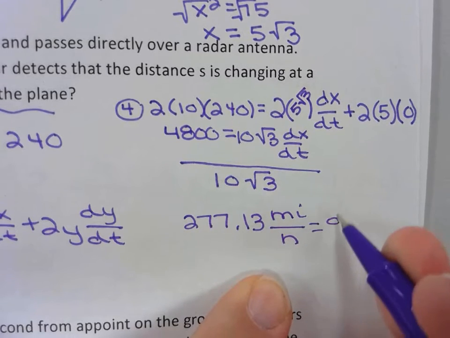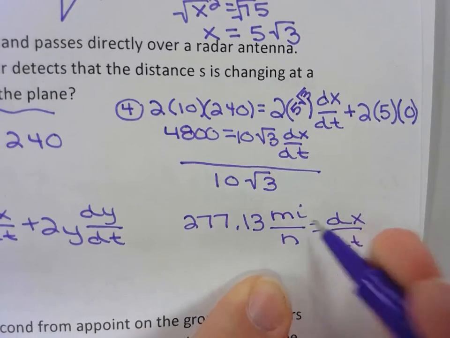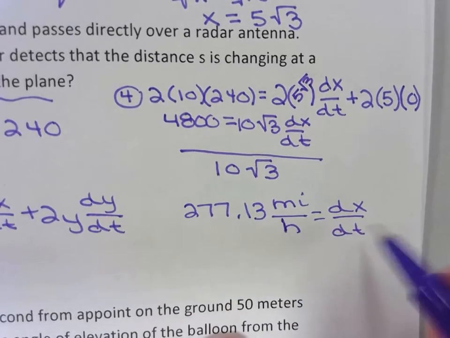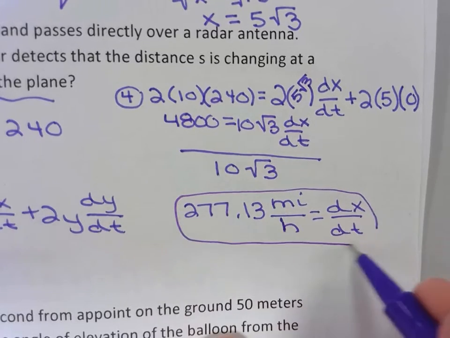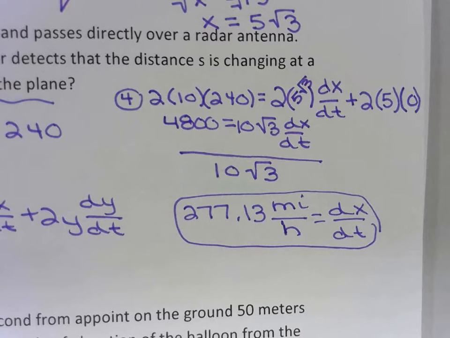That was dx over dt. X is a distance, so the change in the distance, which is miles, over the change in the time, which we did in hours. Like I said, I know these can be complicated. Go through those 4 steps, and you'll be able to see those steps on some of the examples that I give you on the homework packet as well.